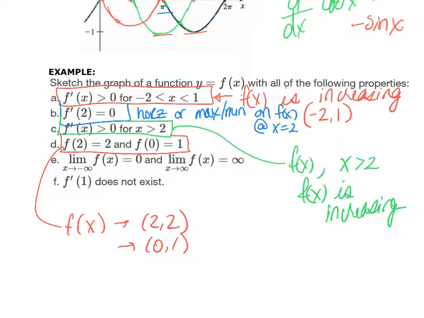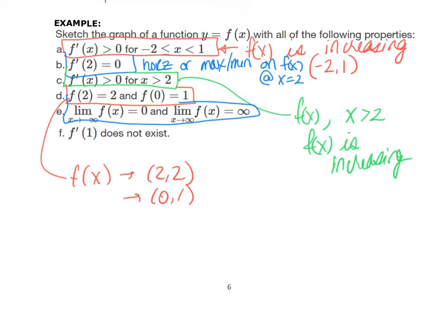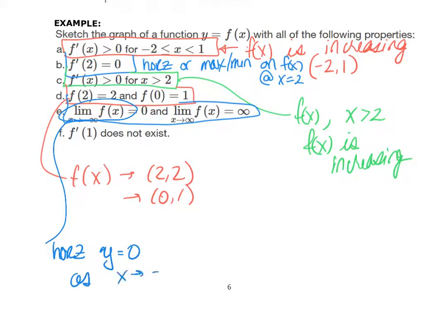The next portion says, hey, I've got some limit information. On the left-hand side, this part tells me I'm going to approach a horizontal asymptote of y equals 0 as x goes to negative infinity. So I have a horizontal asymptote. This side over here tells me as x approaches infinity, my graph goes up.